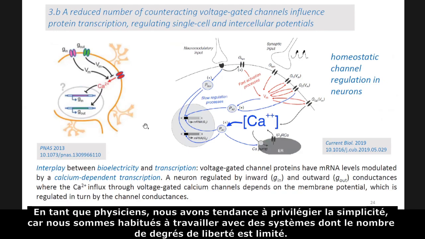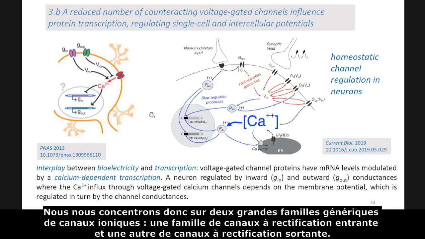To this end, we should try first a relatively simple conceptual scheme. We physicists are usually contaminated by simplicity because we are used to working with systems where the degrees of freedom are limited in number. And so we concentrate on only two generic families of ion channels. For instance, a family of inward rectifying channels and another family of outward rectifying channels.